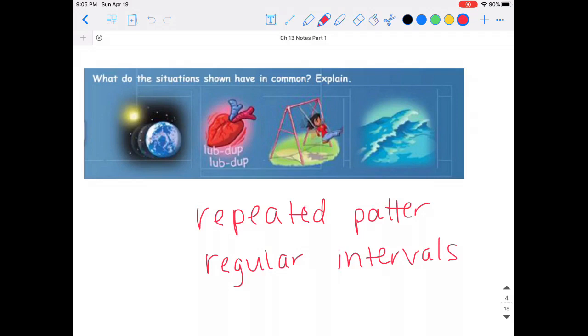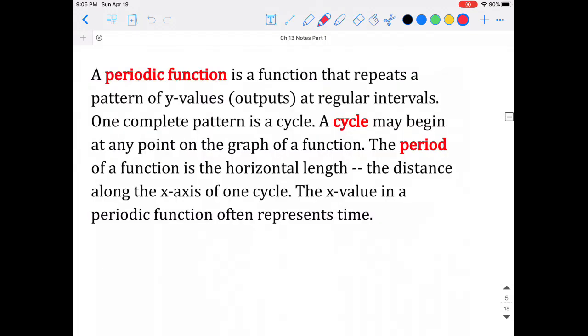A heart contracts and expands when it's pumping blood. The earth orbits the sun, a swing moves forward and back, and the ocean moves up and down as the waves pass. These situations can tie into a periodic function. A periodic function is a function that repeats a pattern of y values or outputs at regular intervals. In a periodic function, you're going to see your y value repeat.